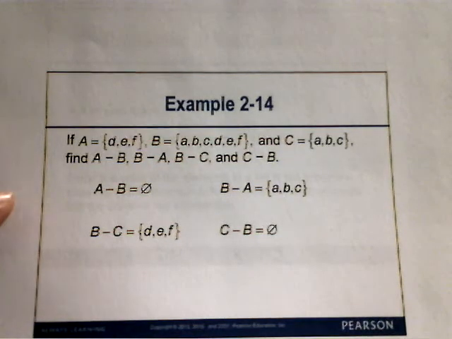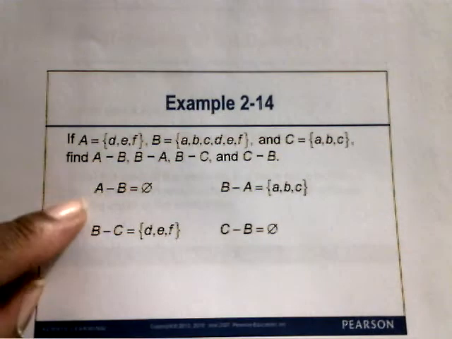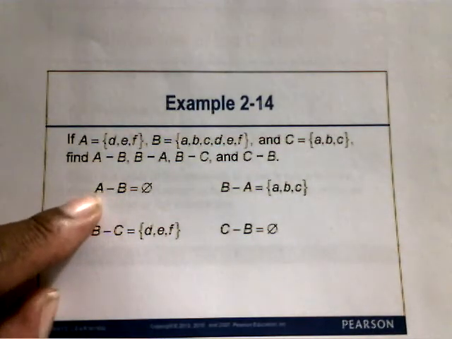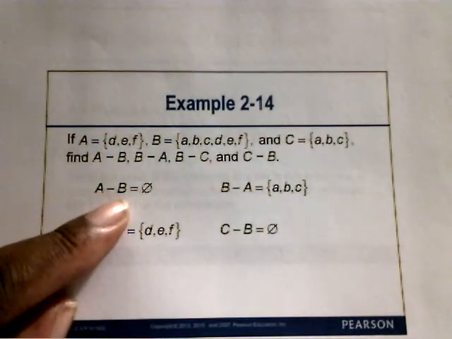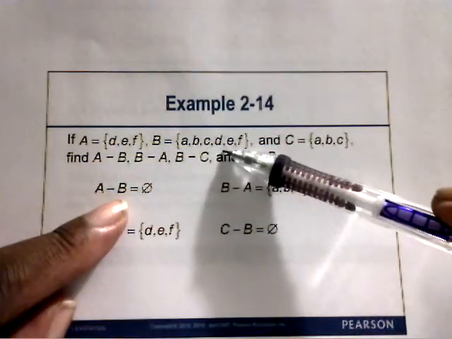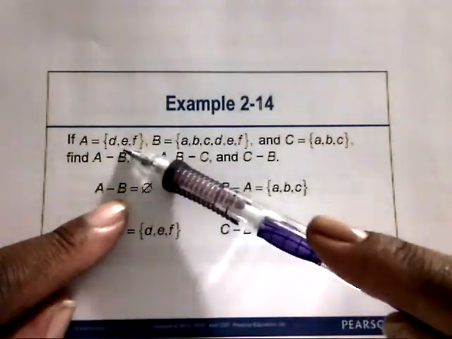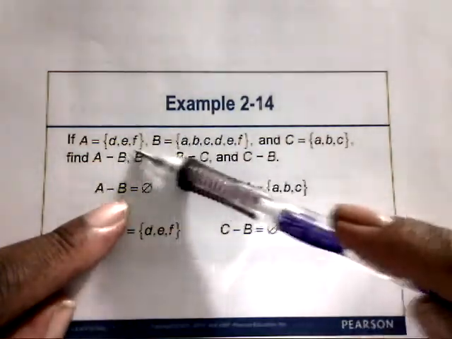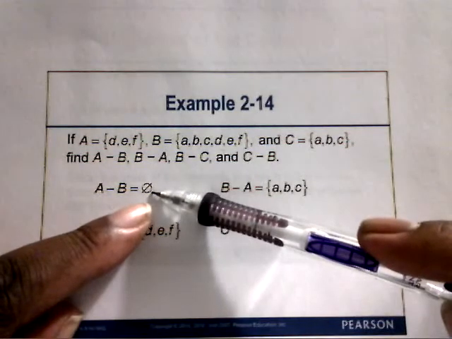Okay, so in this case here, if A has the elements D, E, F, B has the elements A, B, C, D, E, F, and C has the elements A, B, C, D, we start by doing the set difference of A and B. That's A, and that's B. Okay? So if you take away everything that's in A, you're going to be left with the empty set.